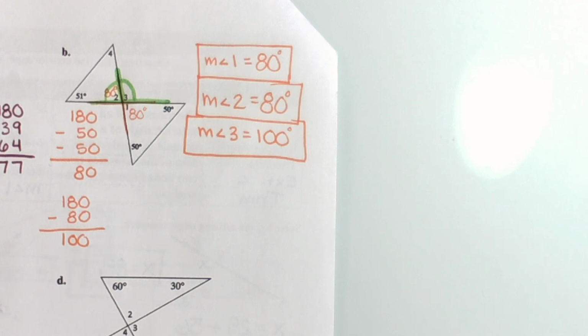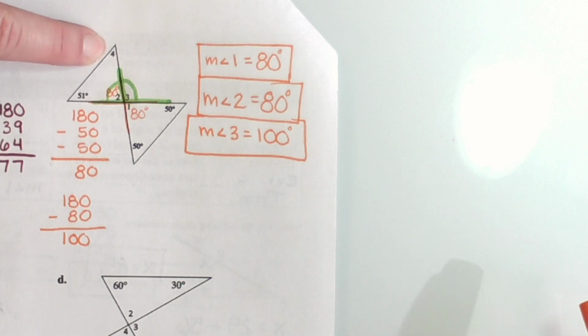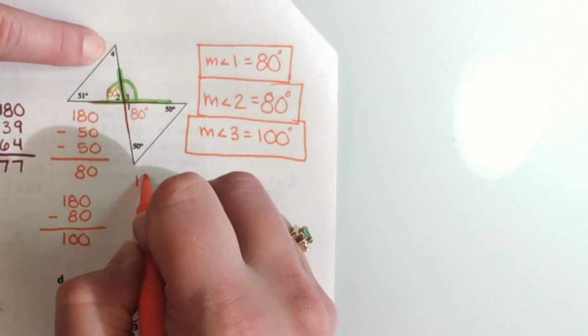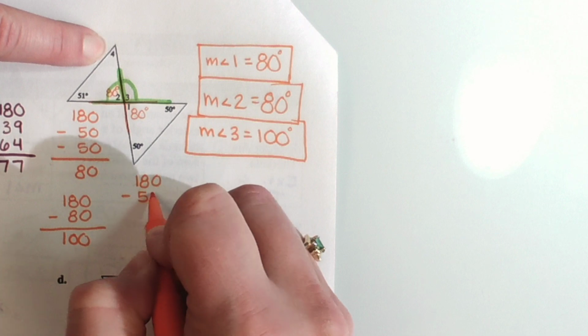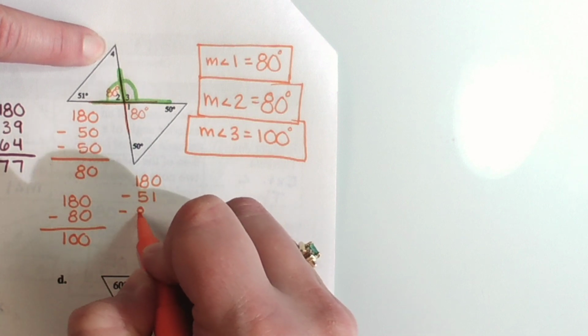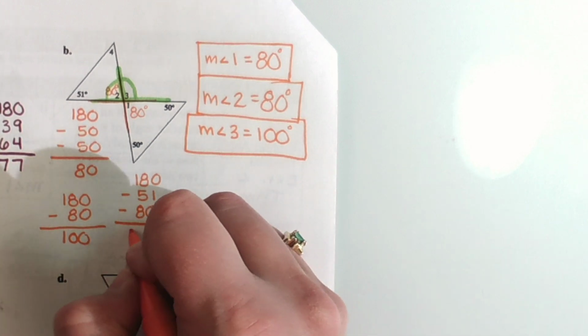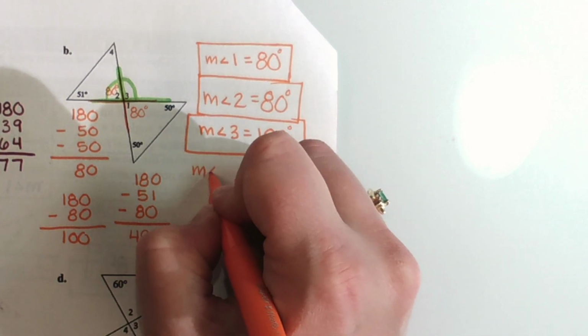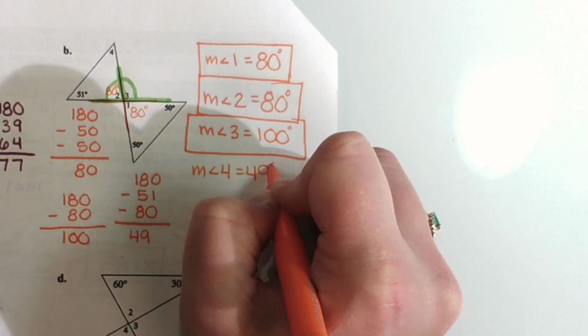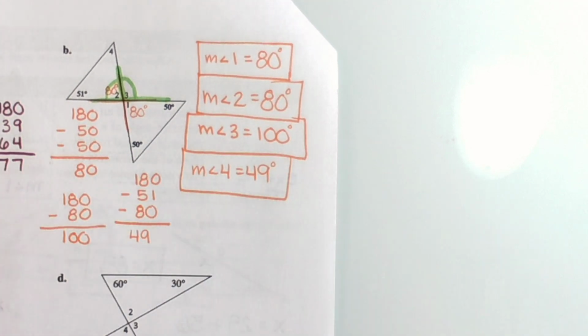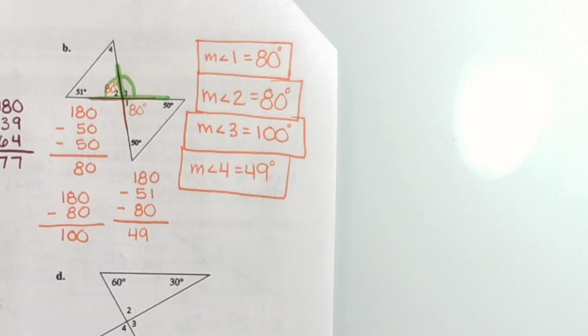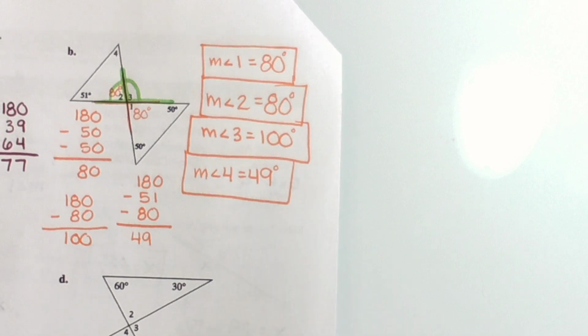The only angle I'm missing is angle 4. Because it's an angle inside of a triangle, I can subtract the 2 angles I know from 180. It's 49. You can't figure out some of them without figuring out other ones first. Okay, I'm going to be going to my name cards quite a bit at this point.